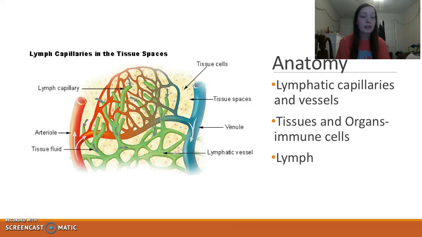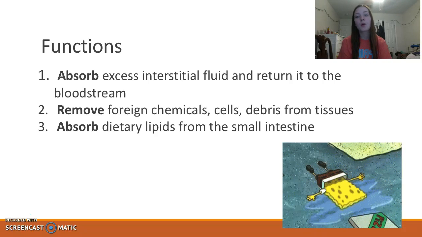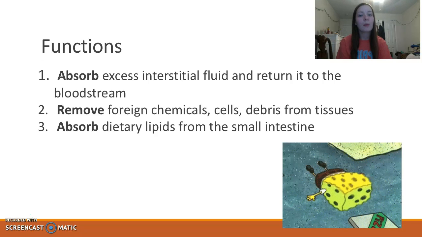Your lymphatic system has three components. The first one being the lymphatic capillaries and vessels, which are similar to blood vessels, which penetrate into the spaces of almost every tissue in the body. A group of tissues and organs that produce immune cells, and lymph, a clear colorless fluid that flows through the network of lymphatic capillaries and vessels. The lymphatic system functions to absorb excess interstitial fluid and return it to the bloodstream, remove foreign chemicals, cells, and debris from tissues, and absorb dietary lipids from the small intestine.